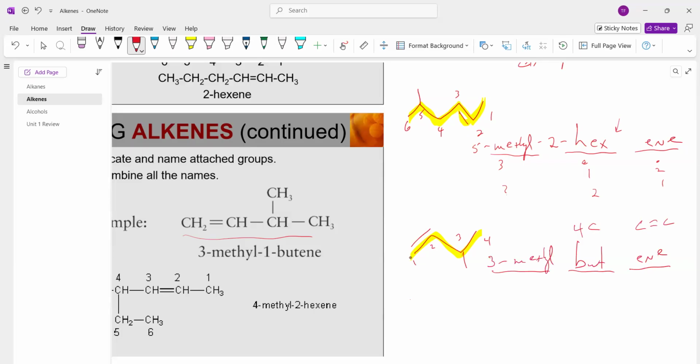Now, what have I left off? You left off the number that the first double bond starts at. Yeah, I didn't identify what carbon the functional group is on. So on all molecules except for alkanes, we have to say what carbon the functional group is on. In this case, it's carbon number 1.